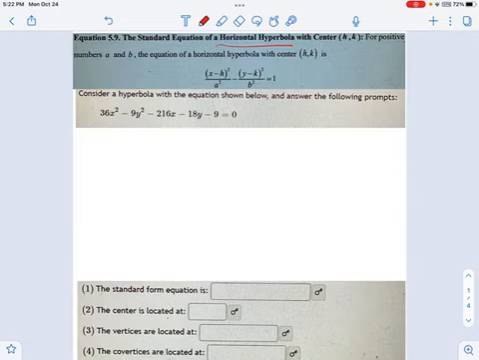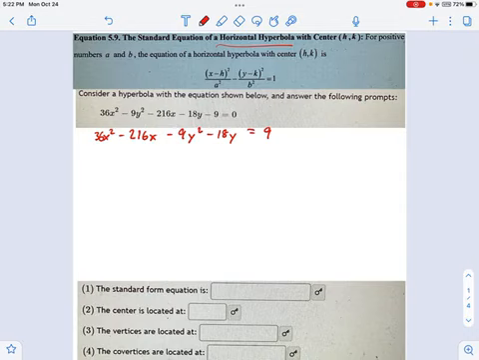So let's get the positives on the left. That's my 36x squared, and, ooh, yikes, minus 216x. And then on the right side of that, I have negative 9y squared minus 18y. That's not too bad. And then let's just put that 9 over on the right side of the equation here.